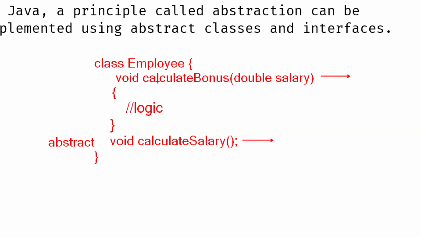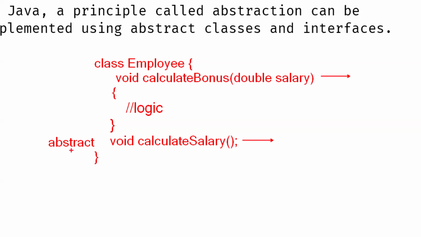Now tell me, calculateSalary is which method now? Abstract method. calculateBonus is which method now? Concrete method. A concrete method means it contains the method signature and also the method body. But an abstract method contains only the method signature without a body. This is called an abstract method. How to declare it as abstract? We have a non-access modifier. What is it? Abstract.